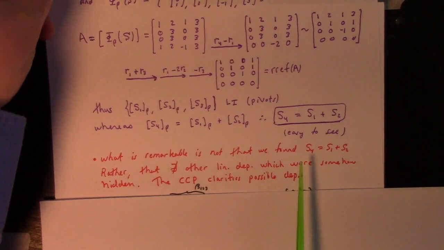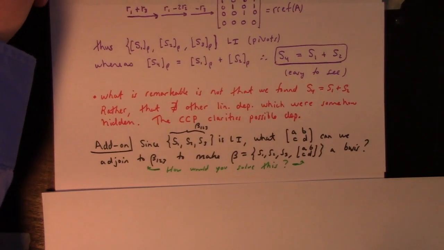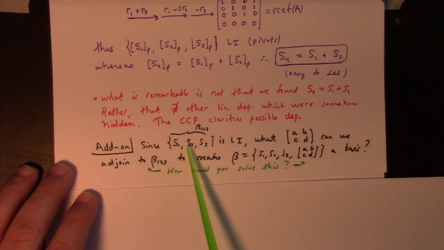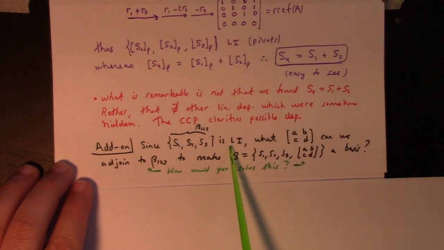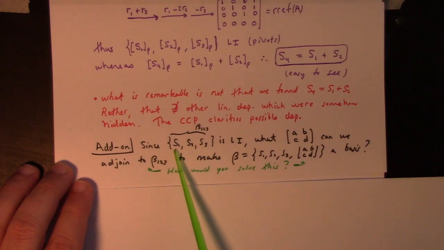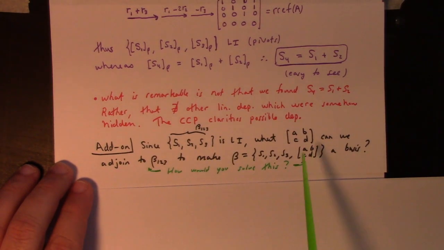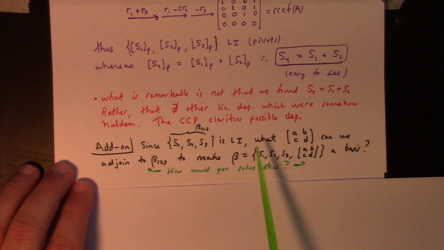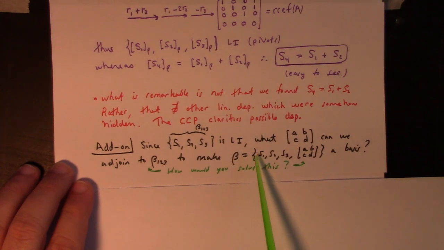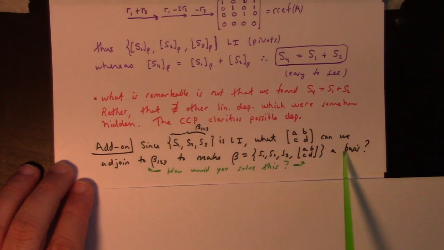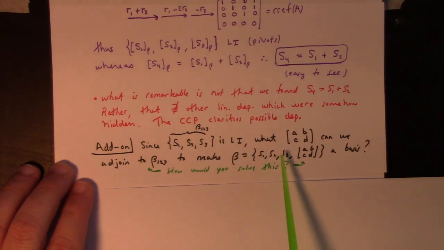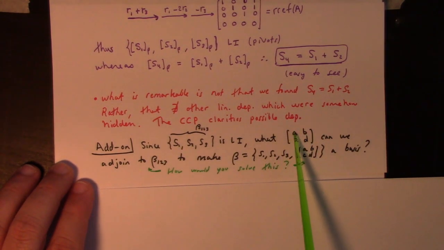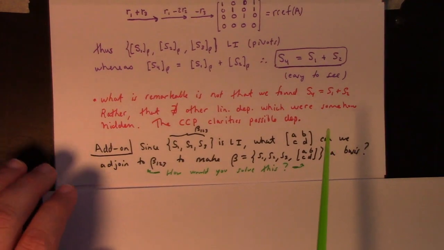Now that we've done this, I have an add-on question which I won't solve, but I'll just state for you. Since we know that S1, S2, and S3 are linearly independent, you might wonder, what could we adjoin to those 3 2x2 matrices to get a basis for our 2x2? What fourth matrix, ABCD, could we adjoin to S1, S2, S3 to make S1, S2, S3, ABCD a basis? And how would you solve this? What I mean is, what are all possible choices for ABCD that are going to work? How would you do that? I'll let you think about it.